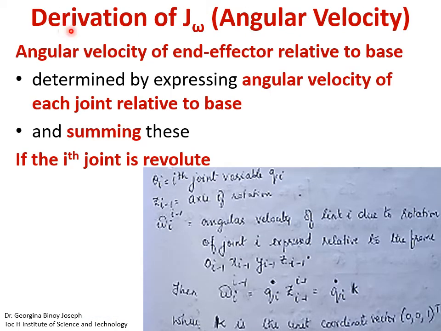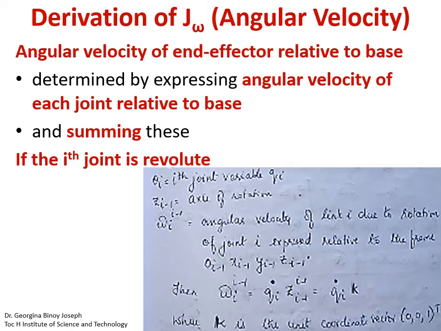Now let us derive the Jacobian. For deriving the Jacobian, let us consider it in two steps. First, we will derive J omega, which relates the angular velocity. The angular velocity of the end effector relative to the base, that is n to 0, is determined by expressing the angular velocity of each joint relative to the base and then summing these together.